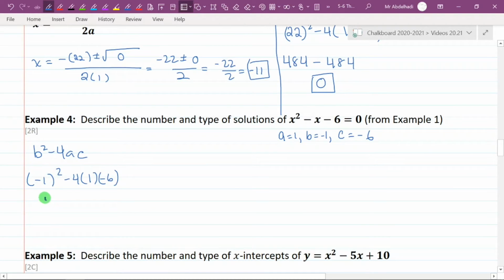Well, negative 1 squared is positive 1. The 2 negatives here cancel out, giving you plus 4 times 6, which is 24. And your discriminant is 25. This is not only positive, it's a perfect square. What does that tell you, that it's a perfect square?